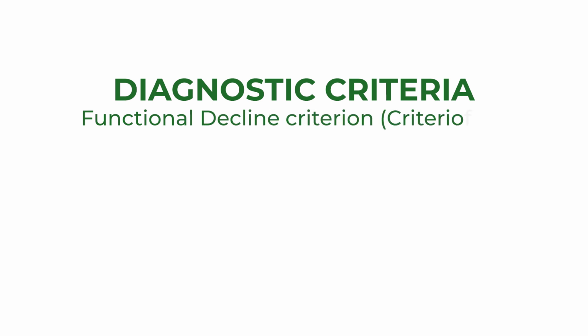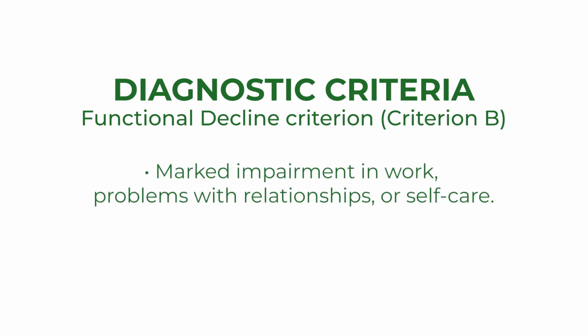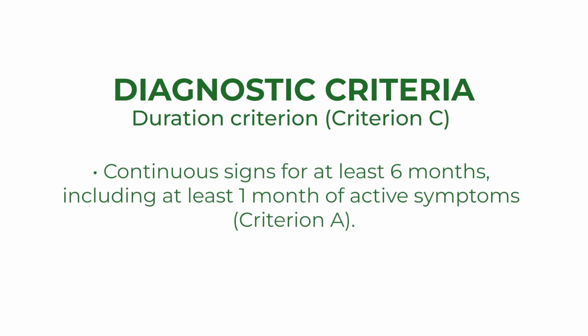The next criteria is the functional criteria. Don't forget, we want to diagnose the patient using the criterion platform. So the functional criteria, basically, the patient will present with a marked impairment in work, problems with relationships, and they will not be able to attend to their hygiene. The third criterion is the duration criterion, which is criterion C. The patient will present with all these symptoms for at least 6 months, including at least 1 month of active symptoms in criterion A that we have established.